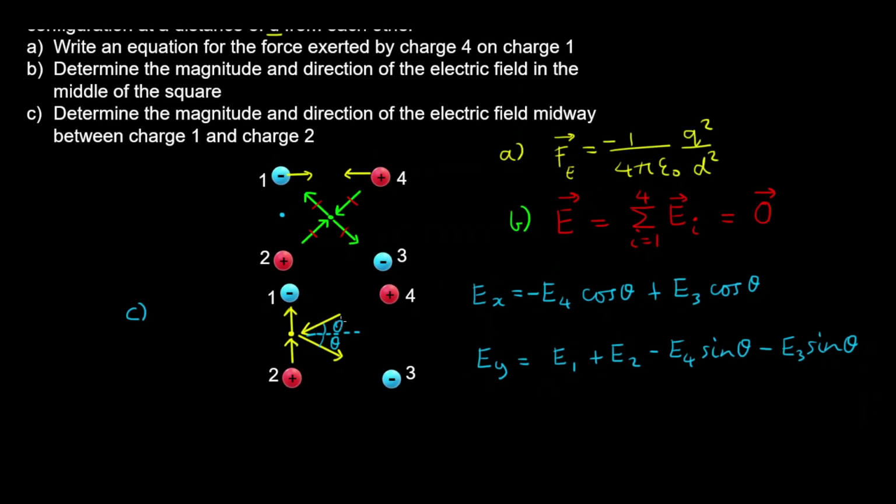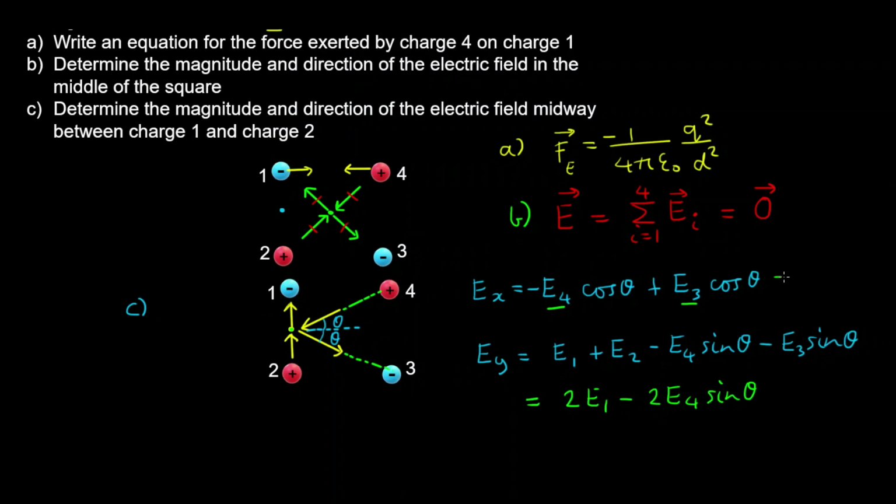Now we can observe that the distance to charge 4 from this point is the same as the distance from charge 3 to this point. And similarly, the distance from charge 2 and charge 1 to this point is the same. So they're going to have the same magnitude, aren't they? So to simplify our calculation, we can write 2E1 minus 2E4 sine theta. And we can also observe that because the magnitude of E4 is equal to the magnitude of the electric field vector of charge 3, and the angles between them and the horizontal is the same, what we get is 0 in the x direction.